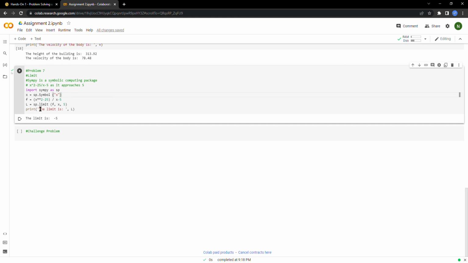L here is sp.limit. We're solving for a limit, that's why we use sp.limit. We put here f, then x, because if we put x instead of f, it will only show the answer as x only. So let's change it again to its original form. For the answer, using the print function again in the last part, the limit is -5.